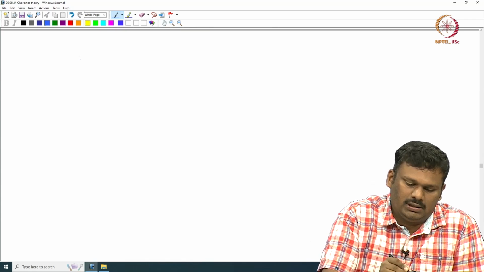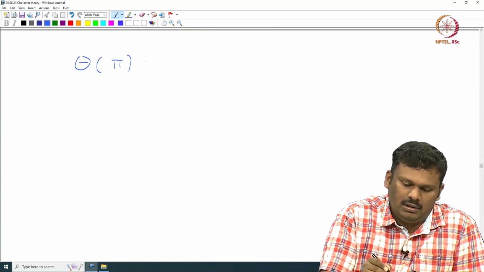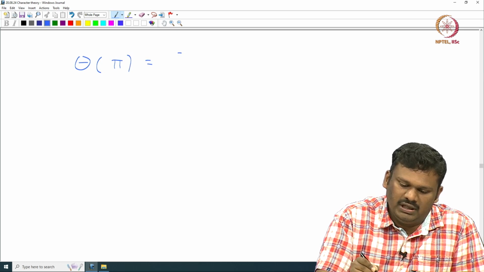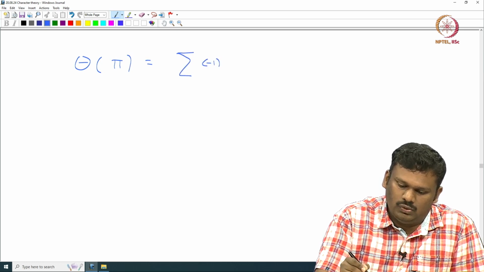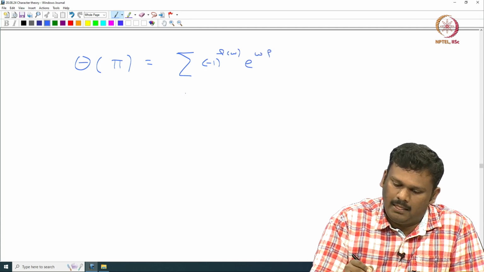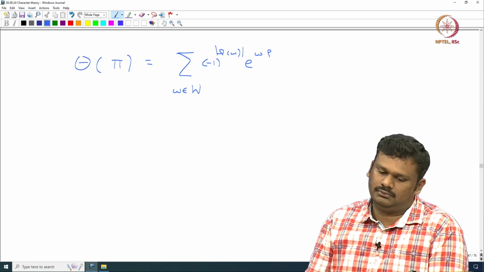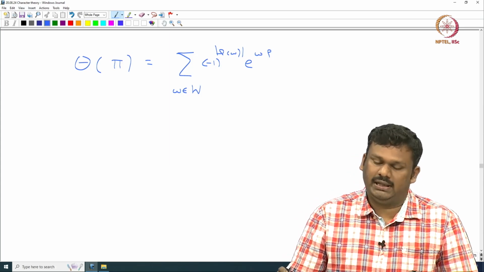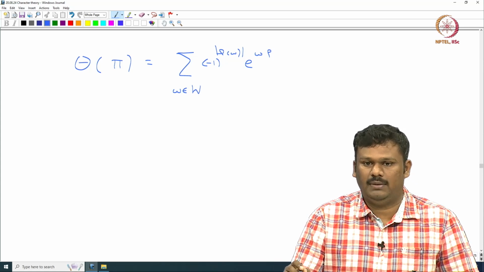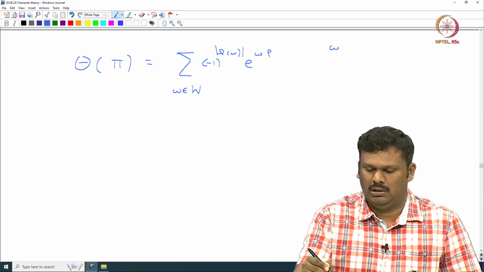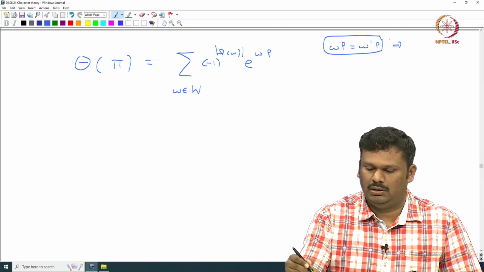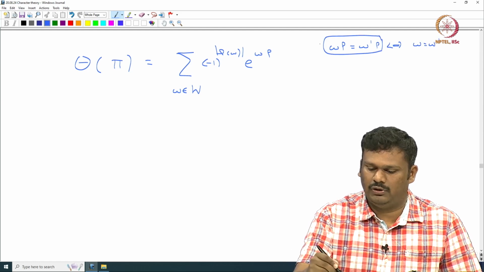Okay. So, let us look at theta of pi. Then theta of pi is going to give us the summation of minus 1 power omega of w, e power w rho, where w comes from W. So, it is not hard to see that w rho equal to w dash rho will imply w equal to w dash. So, it is if and only if.